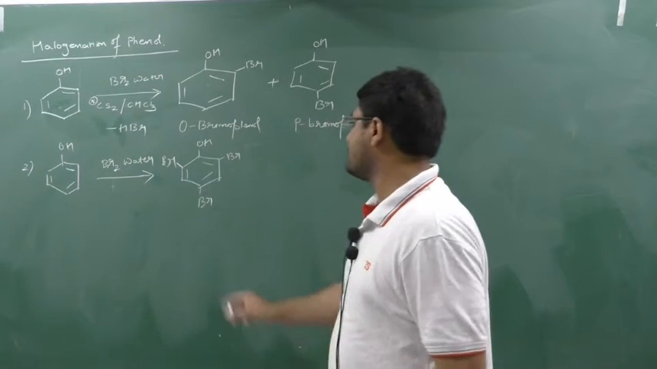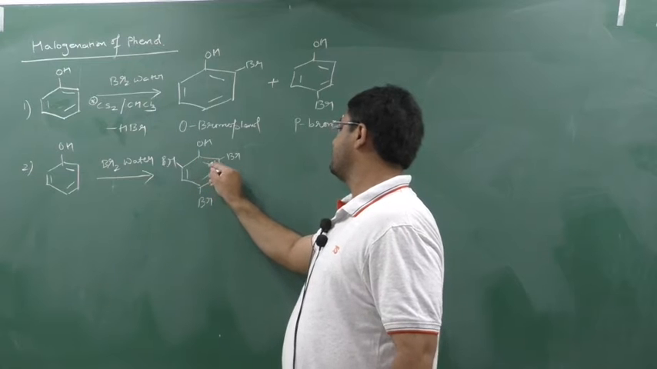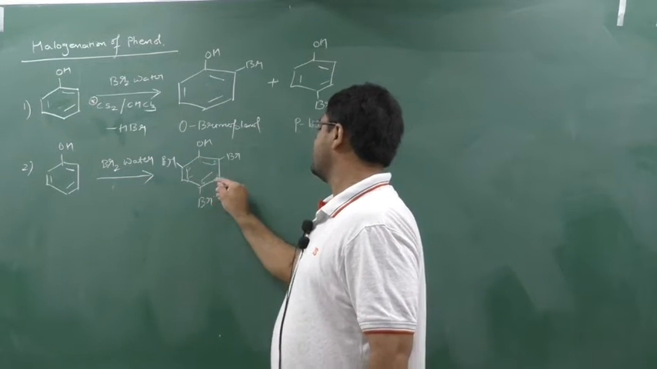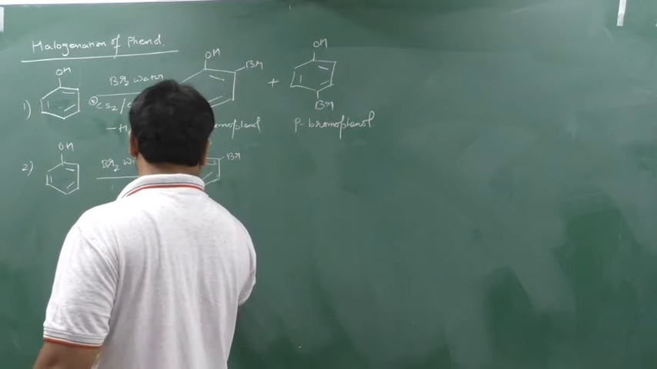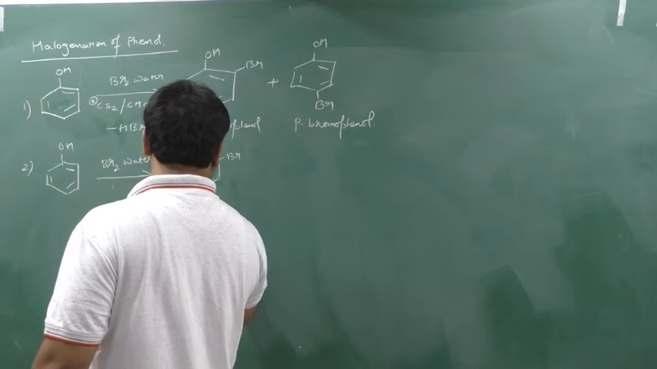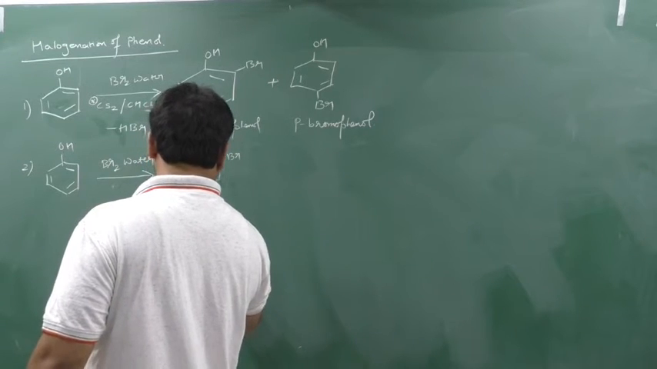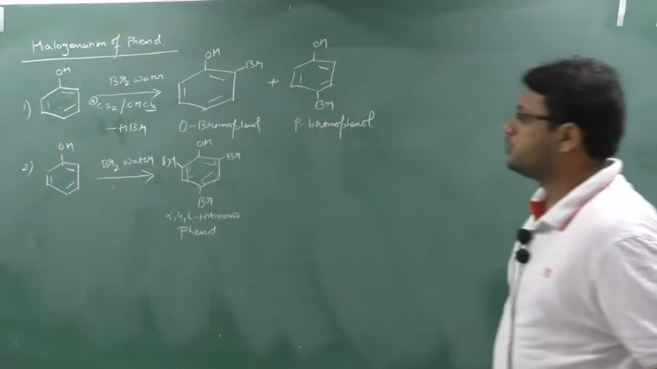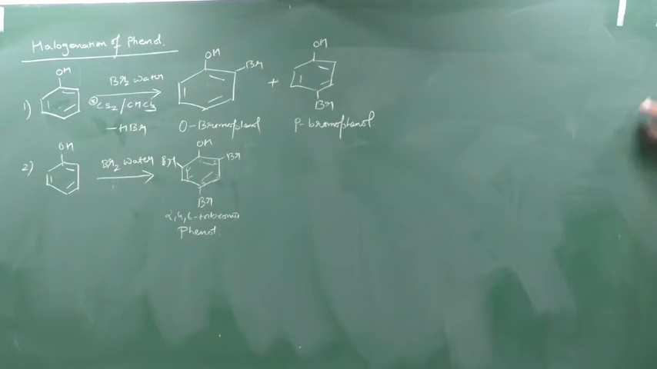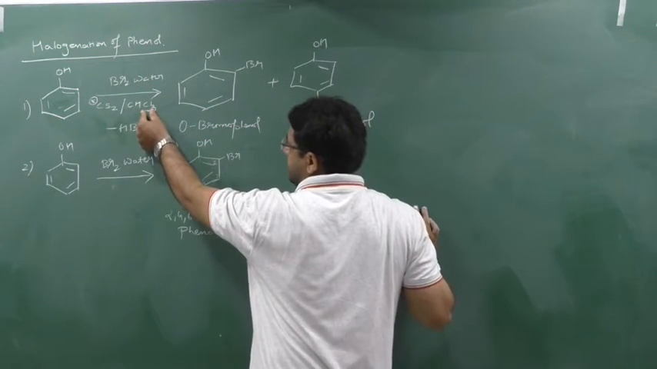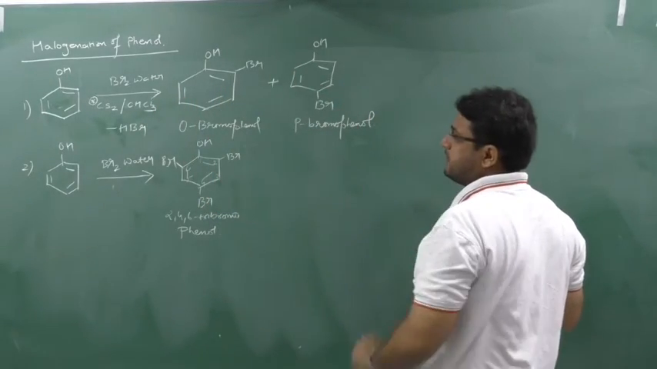Clear? This is known as a what? Here position is 1. So this position will be 2, position will be 3, 4, 5 and 6. So it will return here 2, 4, 6 tribromophenol. 2, 4, 6 tribromophenol. Understood the differentiation? If there is bromine water and CH2Cl2 or CHCl3, then one ortho and para will be formed separately.